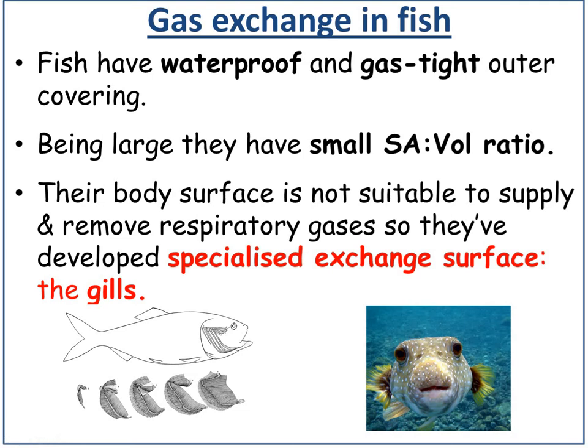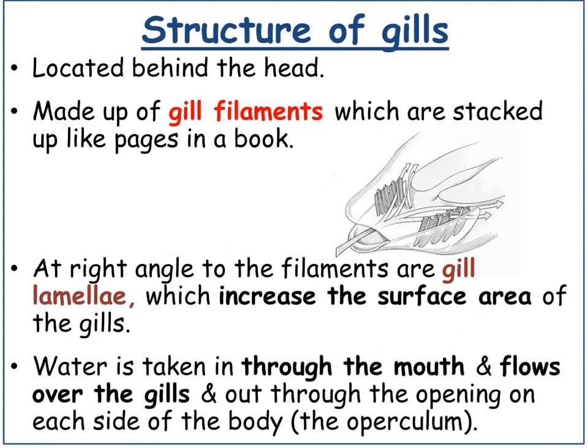So fish have a waterproof and gas-tight outer covering, and because they're large, or relatively large, they have a small surface area to volume ratio, and therefore their body is not enough to supply and remove respiratory gases on its own, so they've developed specialised exchange surfaces, which are the gills.